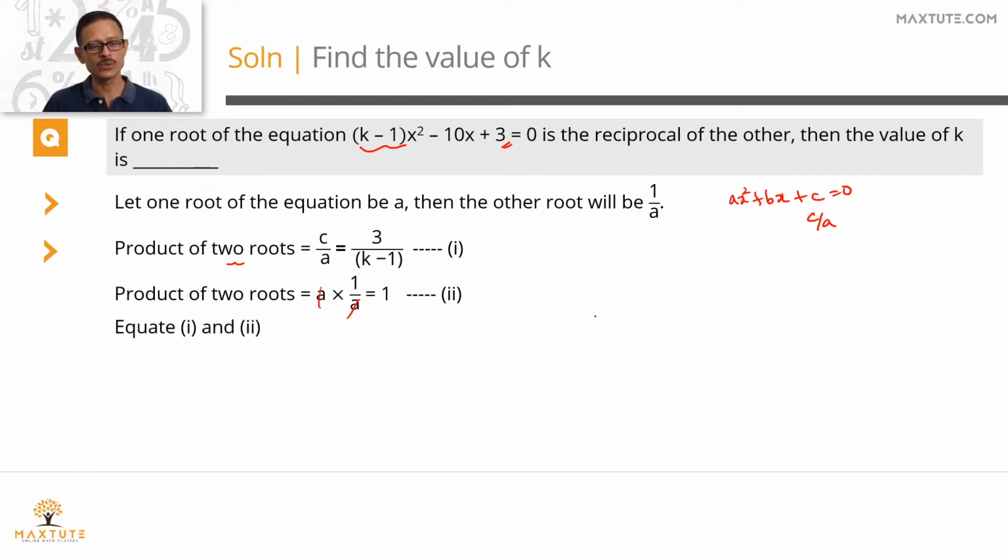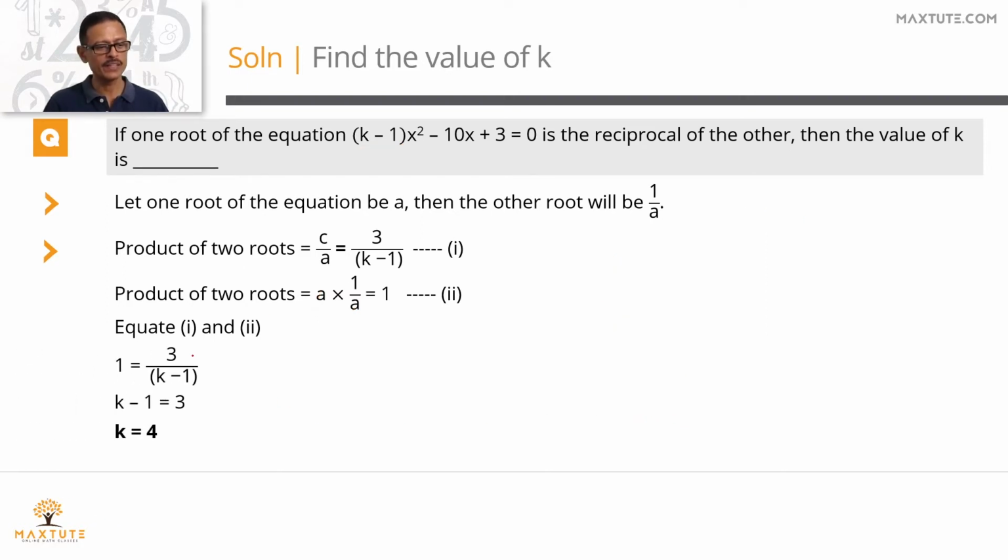So let's equate 1 and 2. So what do we have? We have 3 upon k minus 1. This is equal to 1. Cross multiply and solve. K minus 1 equals 3. Take the minus 1 to the right hand side. We get k is equal to 4. When k is equal to 4, the roots of this quadratic equation will be reciprocal to each other.